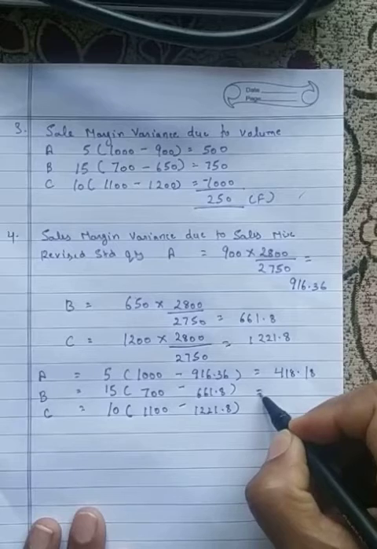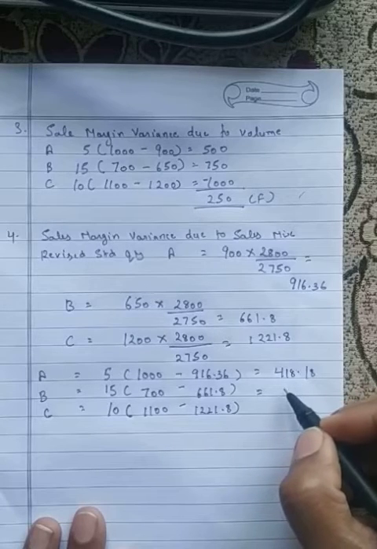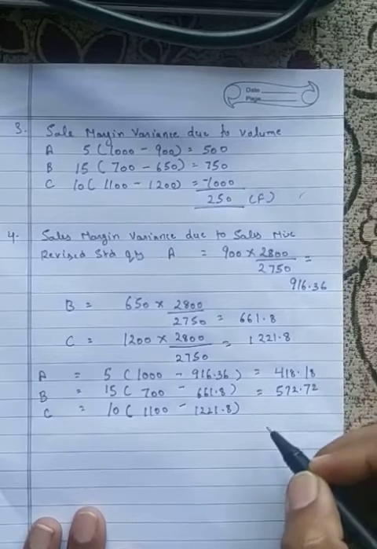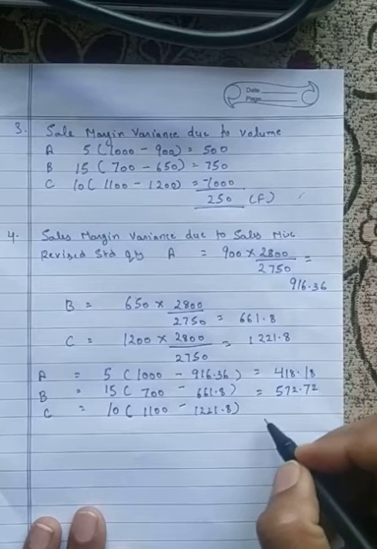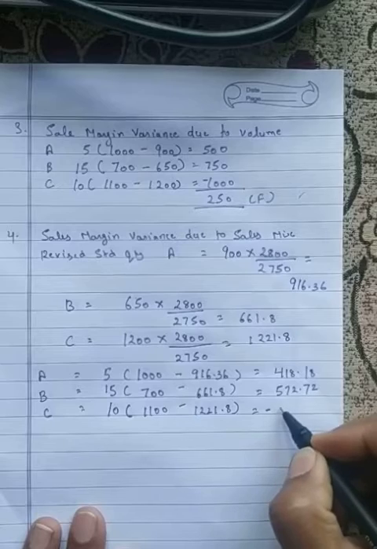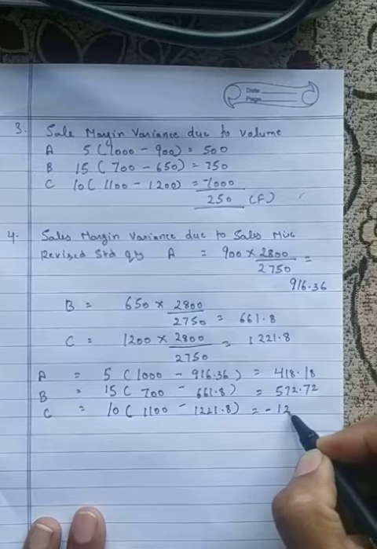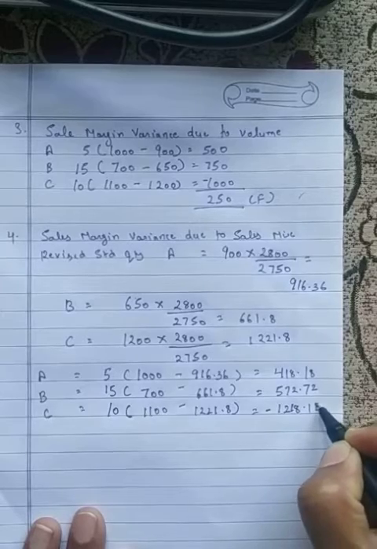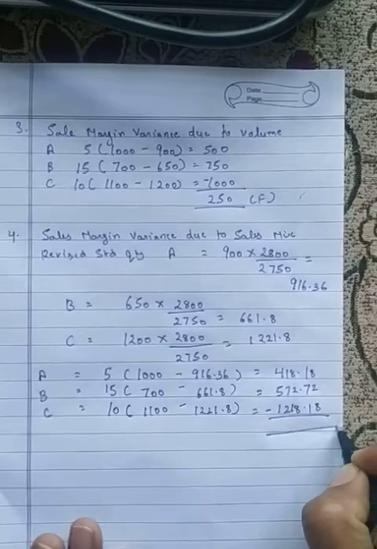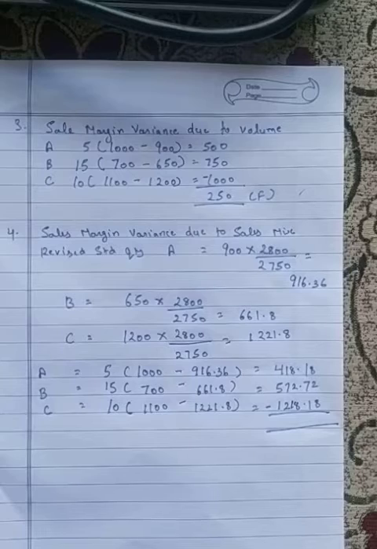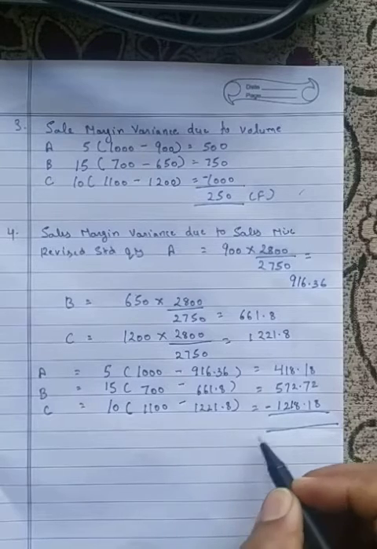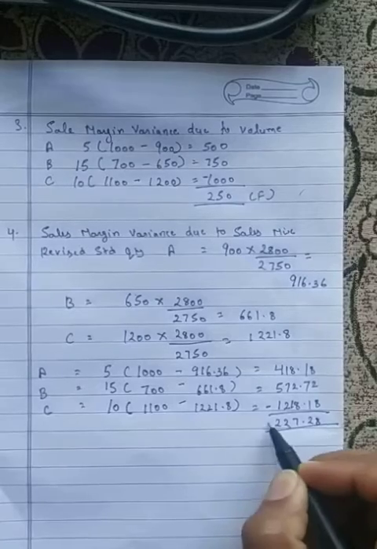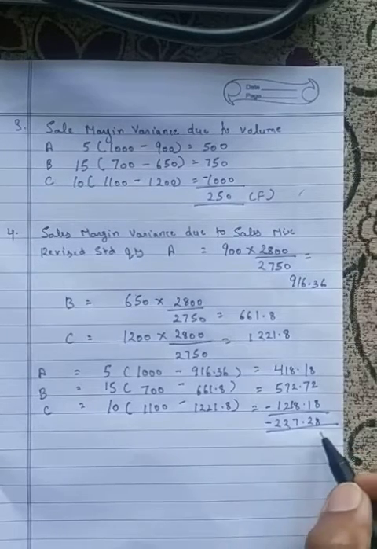And the answer is 418.18, 572.72, and here minus 1218.18. When you total these three, you will get 2227.28 minus, which is unfavorable.